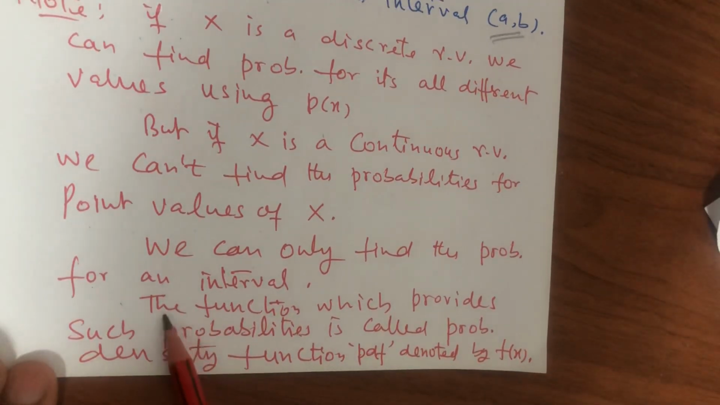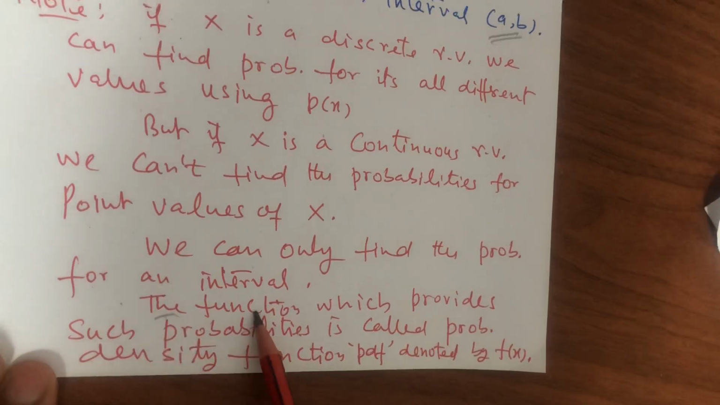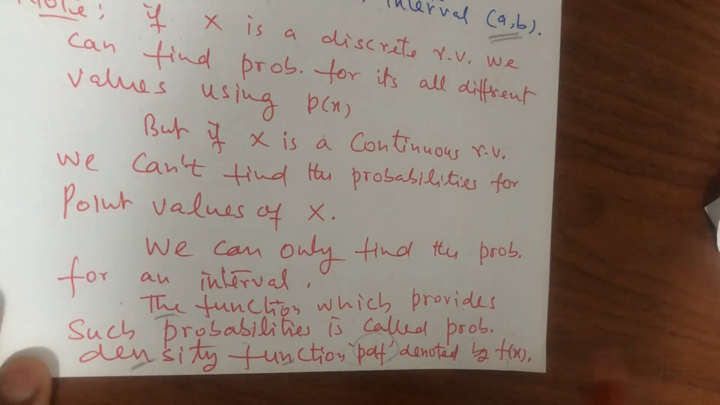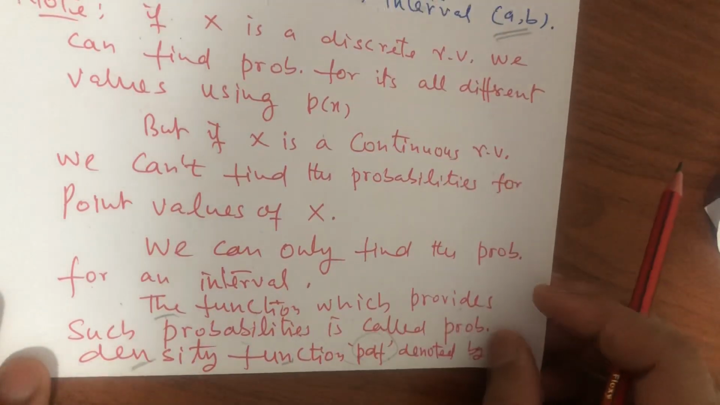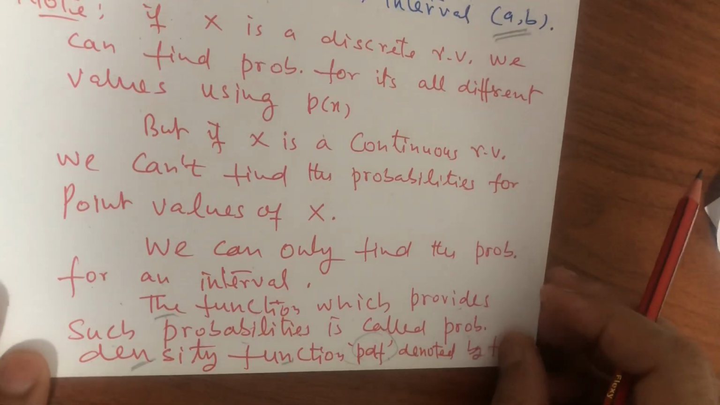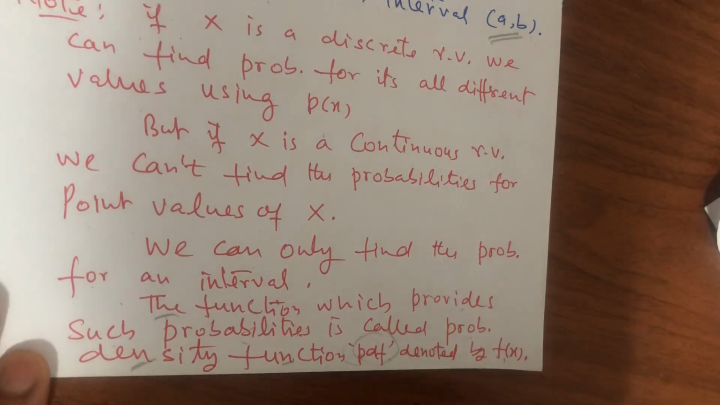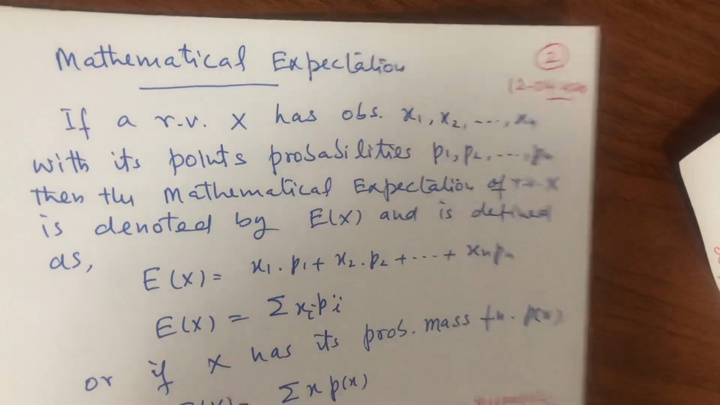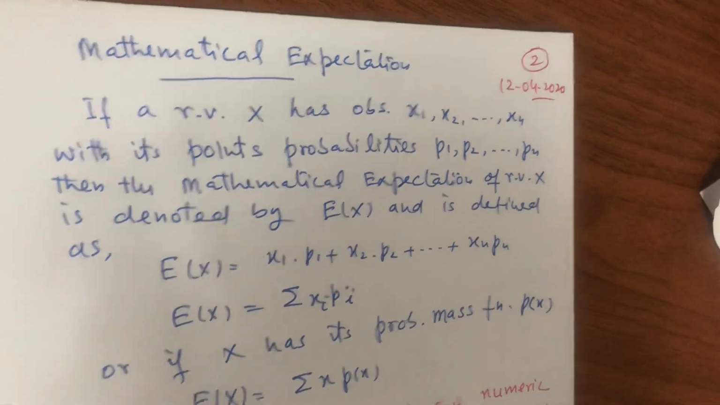One more thing comes here. The function which provides such probabilities is called the probability density function. This is a very important term, PDF, denoted by f(x). If we get point values, it is called the probability mass function, which I discussed in the last video. If we cannot find point values and can only find probabilities for a certain interval, the function which helps us find that is called the probability density function.